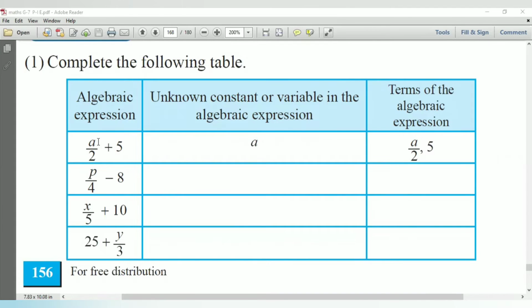That is the unknown term, or the term which is changing. Right? So in this expression, when we take A, we don't know, it's a letter. Since it's not a number, we don't know. So you have to plot out and write it here. Then next one is terms of the algebraic expression. First term is A divided by 2.